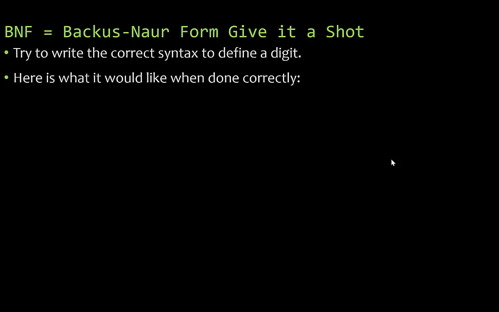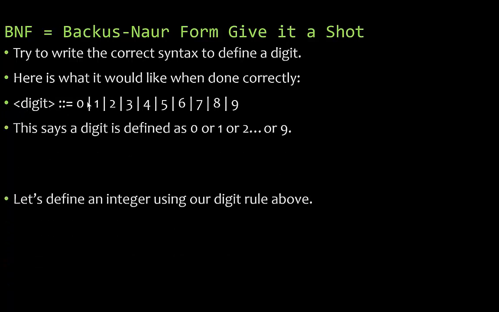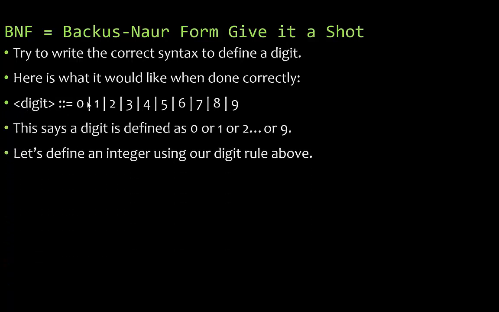All right, so here's what it should look like when it's done correctly. A digit is defined as: here we have digit, which is a syntactic item. We have ::= and then we have a bunch of ors here. A digit can be defined as 0, 1, or 2, all the way to 9. So let's define an integer using our digit rule above. How could we define an integer? Well, an integer is defined as a digit.